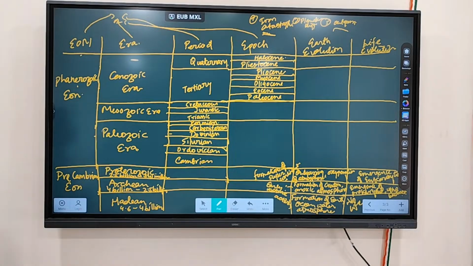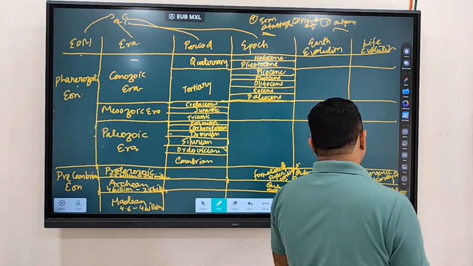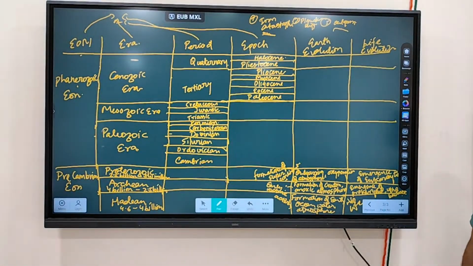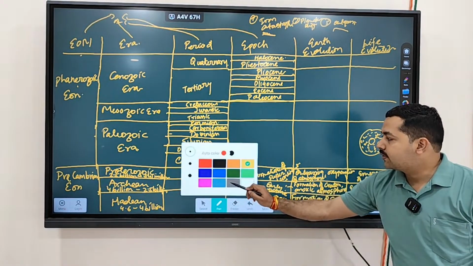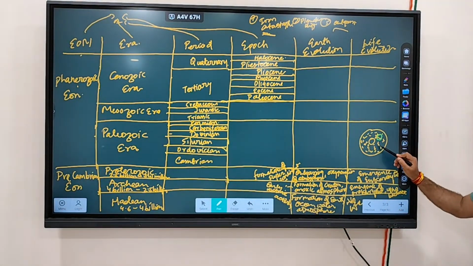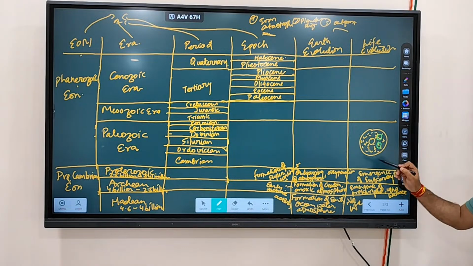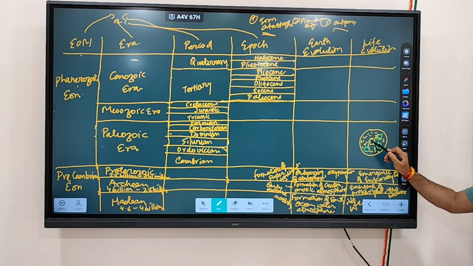Fine. See, prokaryotes and eukaryotes, what are they? When you study the biology cells part, in a cell you have the nucleus, and you have the cytoplasm. Within the cytoplasm you will find a lot of things like Golgi bodies, mitochondria, vacuoles. And within the nucleus you have chromosomes and DNA present inside the nucleus.